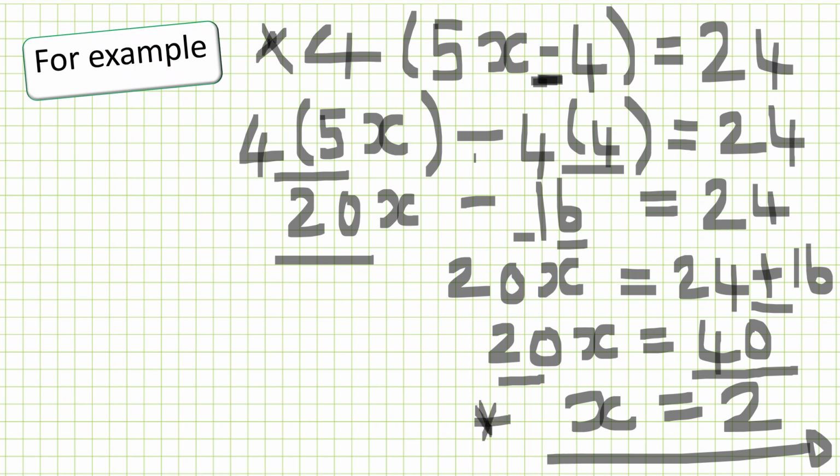I've left that step out, but if we divide both sides by 20, we will get x is equal to 2. But the example that I wanted to show was the distributive law, which means you multiply the 4 by both terms inside the brackets to remove the brackets. Then you can carry on solving for the unknown. So there's another example of a method or law needed to solve for the unknown.